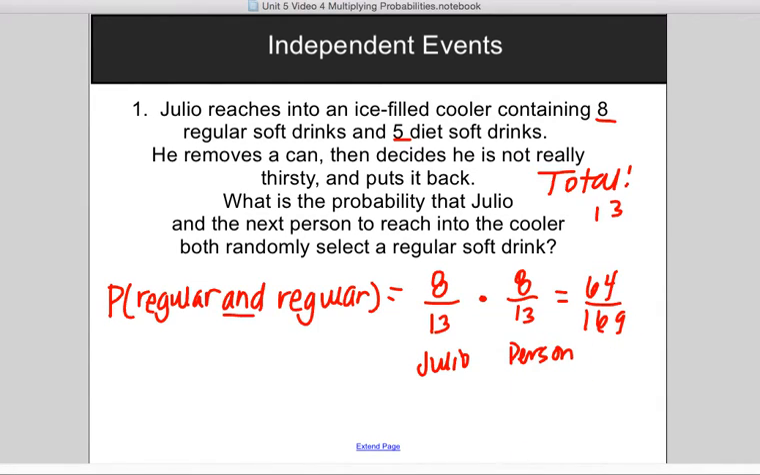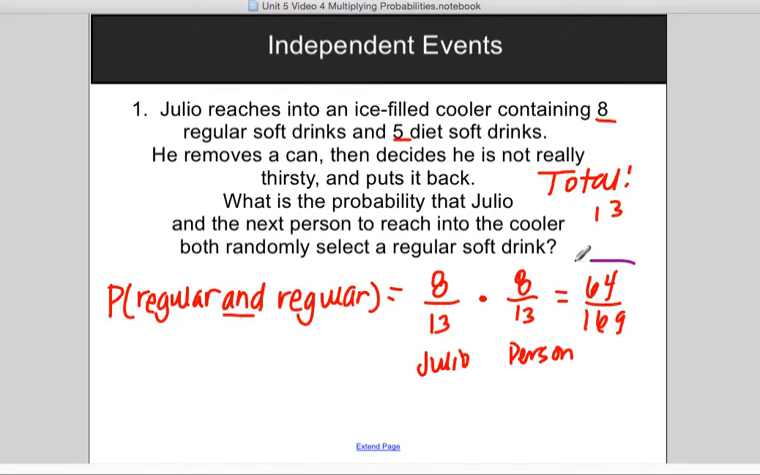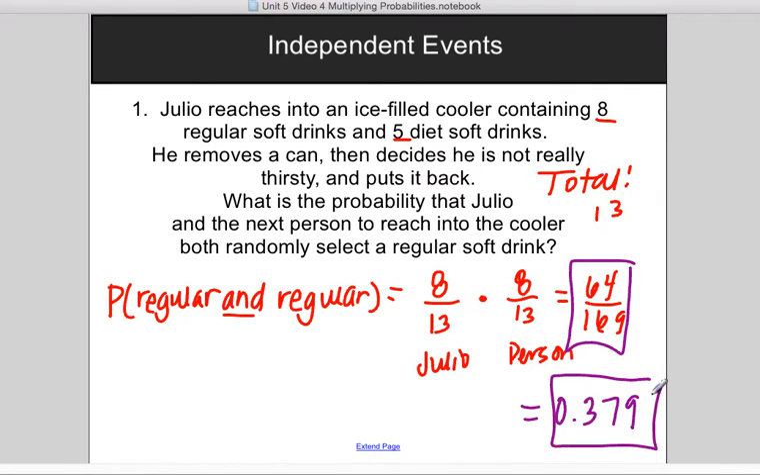Then I would go ahead and reduce that. If you wanted to know what it was reduced, 64 divided by 169. You go math, frac, enter, and it doesn't reduce, so that is my reduced fraction. This would be my answer, and I would provide the decimal. You can just choose one, so it's 0.379, either reduced or the decimal. To 3 decimal places, please. All right, that's example 1.